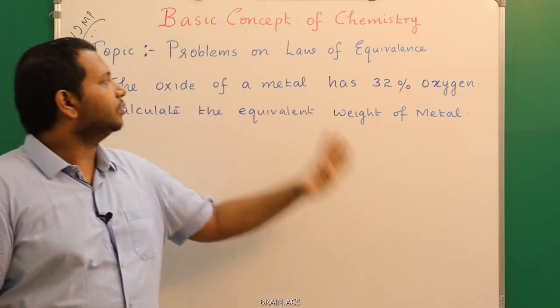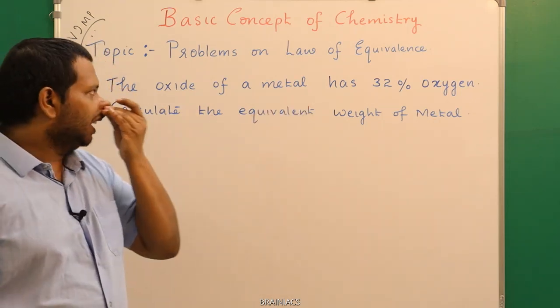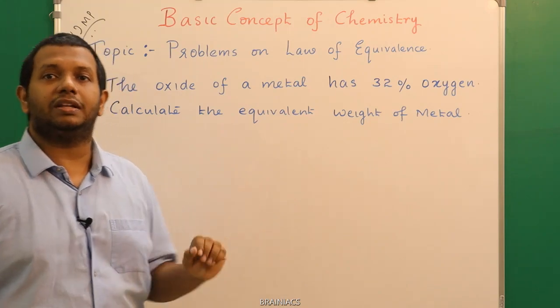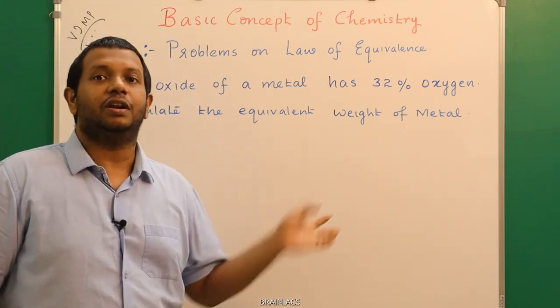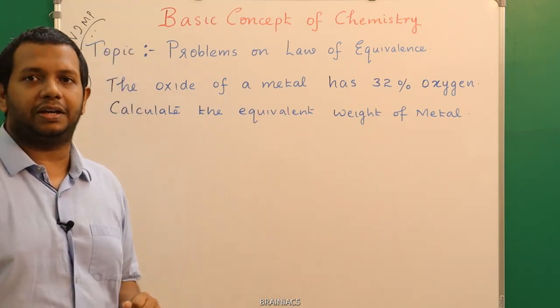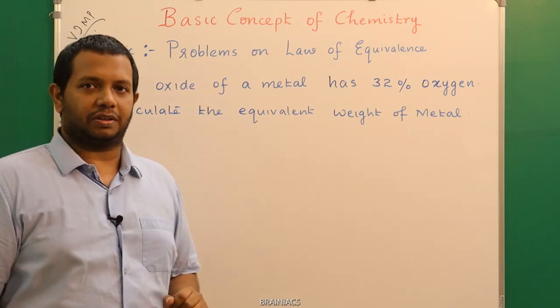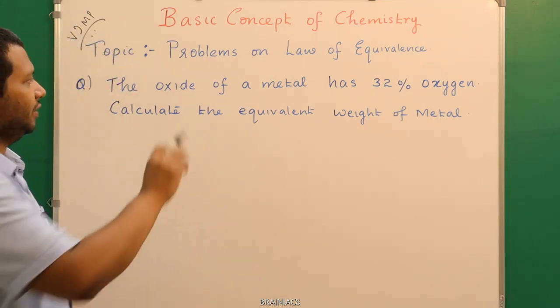Calculate the equivalent weight of the metal. Okay. So they are telling oxide of a metal. So surely this metal might have reacted with oxygen. So surely what method we need to employ here? Oxide formation method. Correct. So what is the meaning of that?